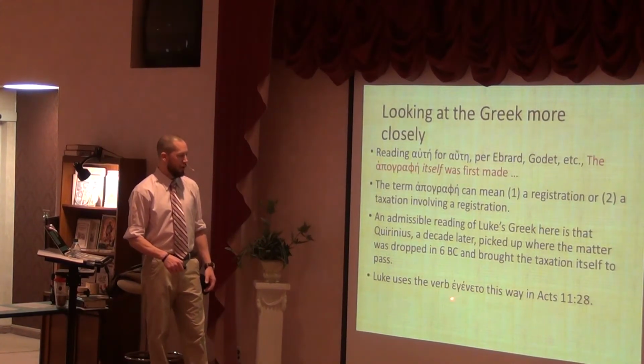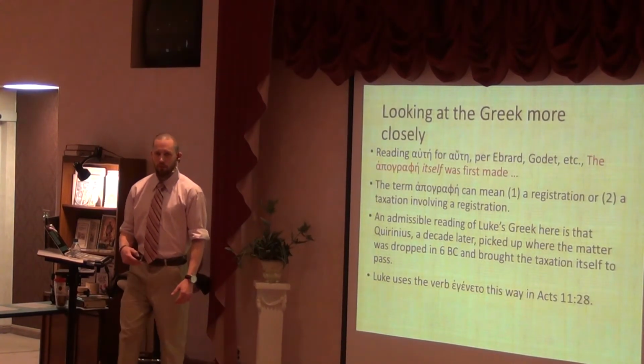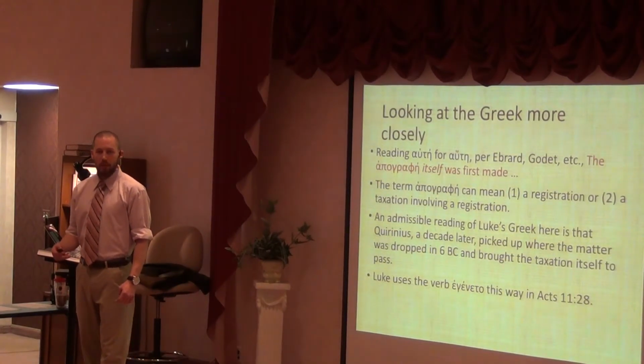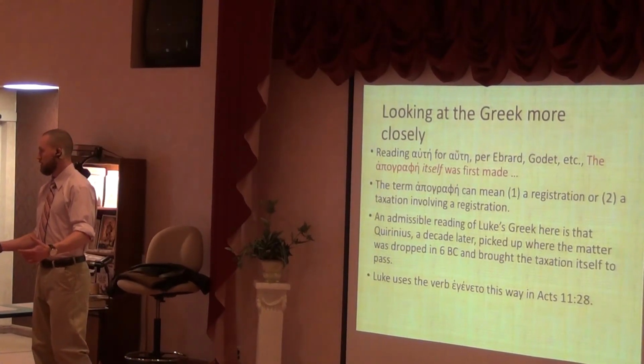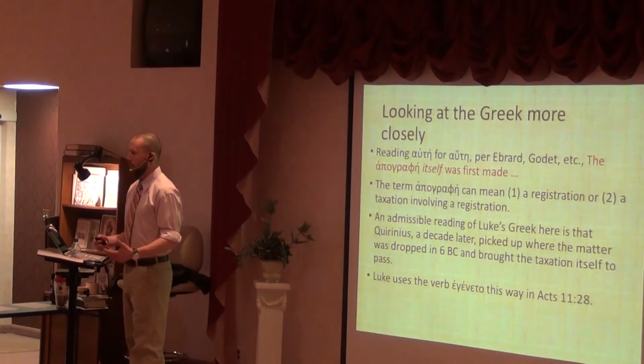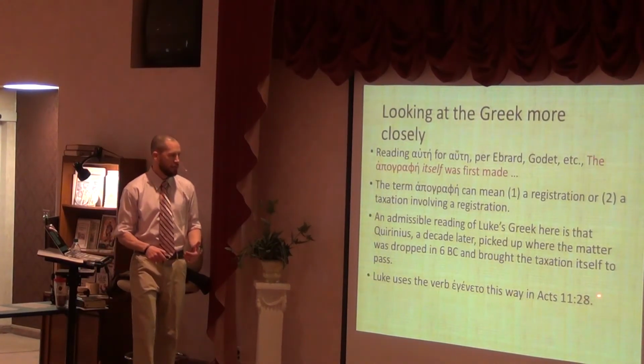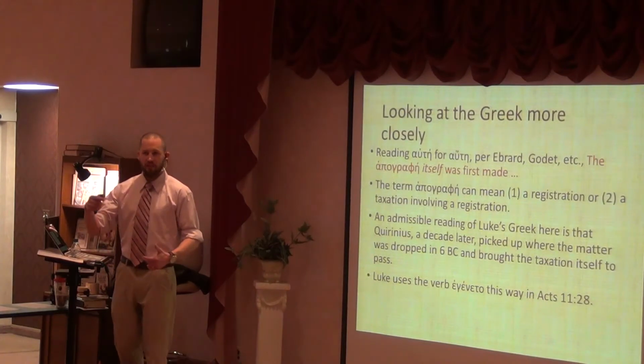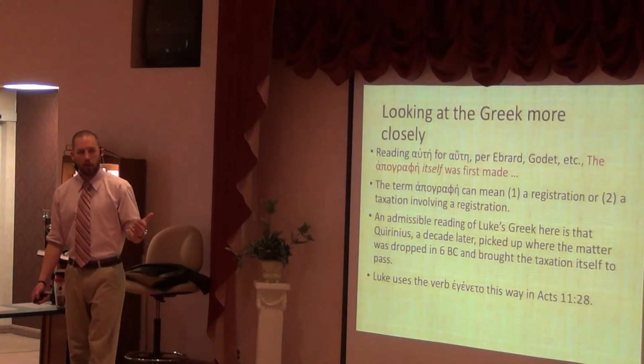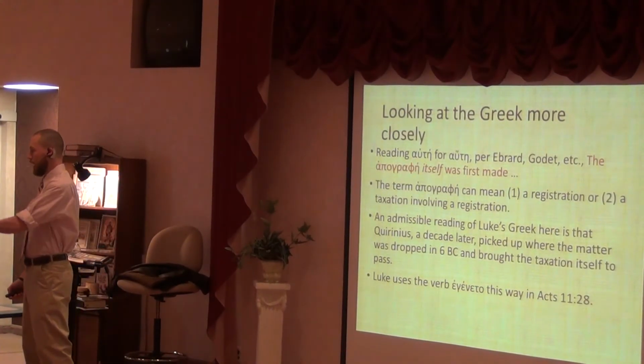And he uses this word, egeneto. This is a verb, and it means to come to pass. Right? So it's like when the famine was talked about. Do I have that up here? Acts chapter 11, verse 28, when the famine is talked about. The famine was prophesied about earlier, but then the famine came to pass.